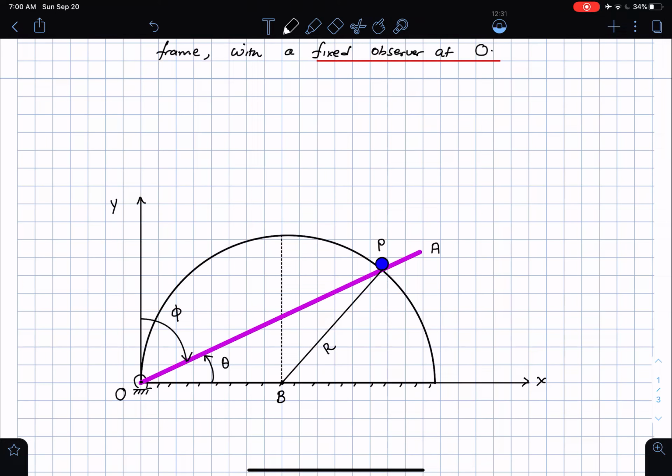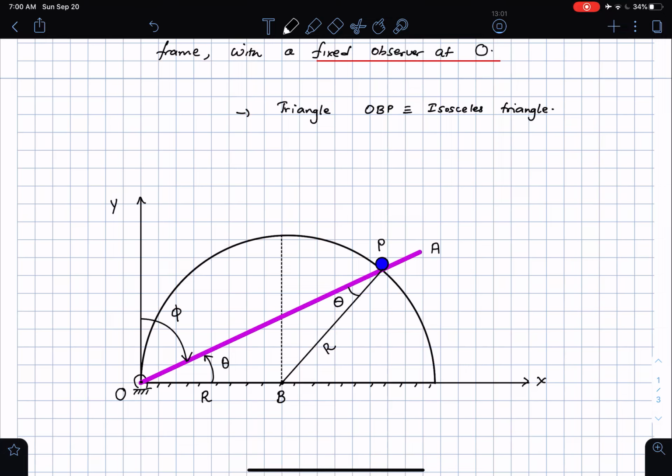It's pretty useful. Okay, so OB is also of the radius R, as you can see, which means that the triangle OBP is an isosceles triangle. Okay, so that is good news, which means that this angle here is also going to be the angle theta.